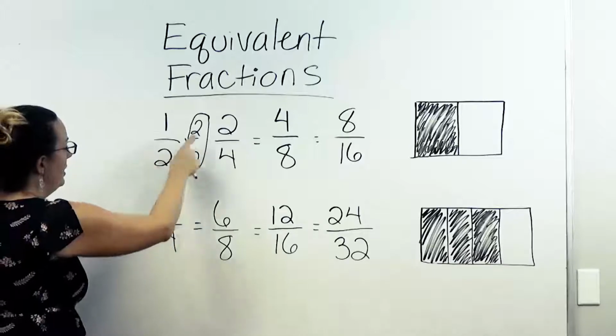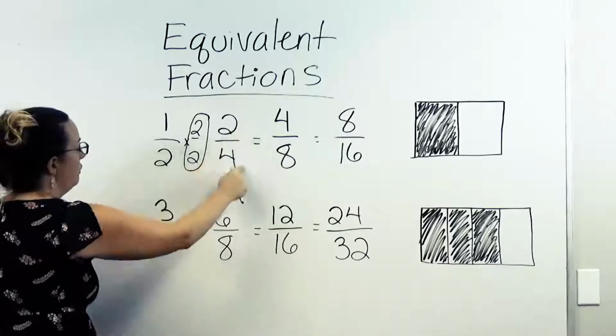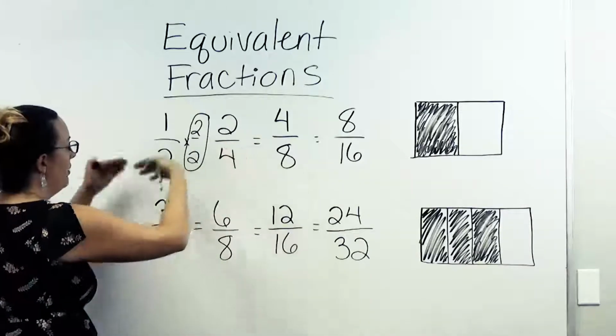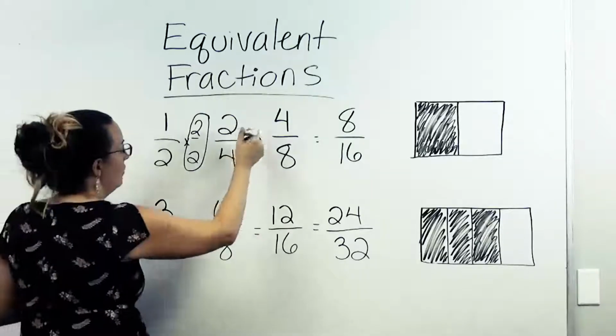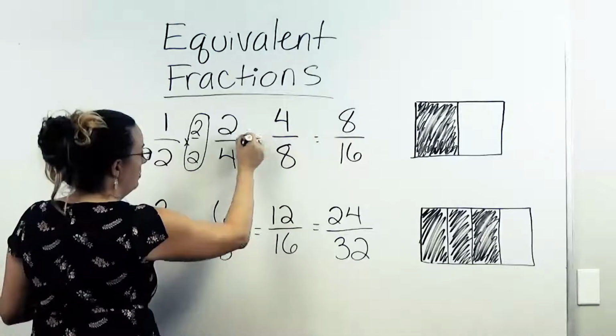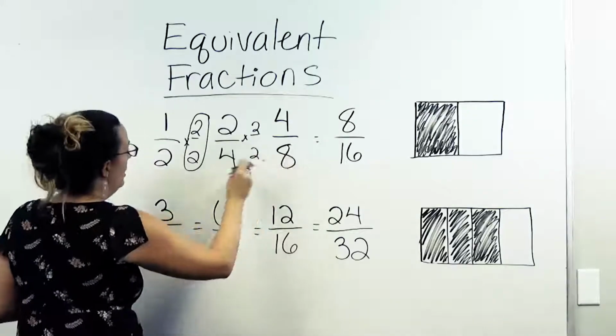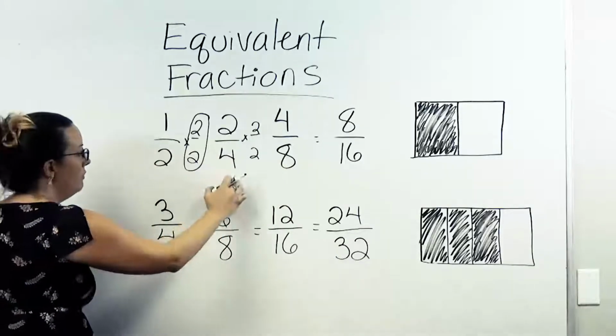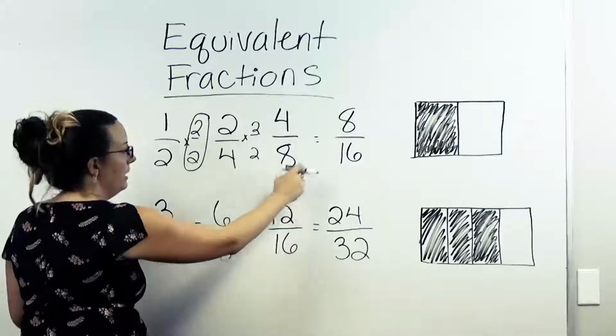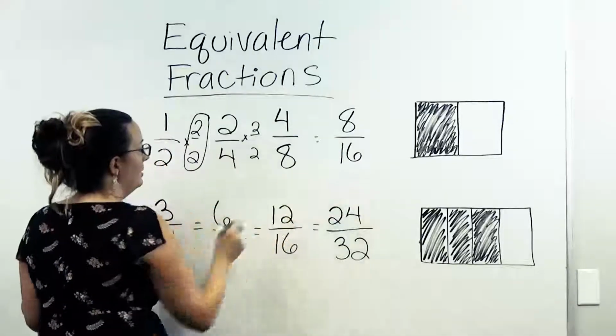So 1/2 times 2/2 gives us 2/4, which makes it equivalent fractions. The same would be if we were to multiply 2/4 times 2/2, and that would give us 4/8. So 1/2 is equivalent to 2/4, it's also equivalent to 4/8, and it's also equivalent to 8/16.